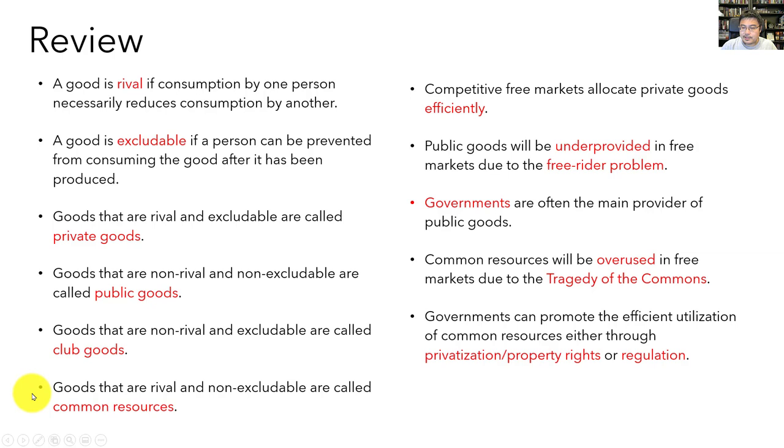We saw from previous lectures that competitive free markets allocate private goods efficiently, but not so for public goods. Public goods will tend to be underprovided by free markets due to the free rider problem, and therefore governments are often the main provider of public goods. We saw that common resources will tend to be overused in free markets due to the tragedy of the commons, and that government can help promote efficient utilization of common resources, either through privatization and the establishment of property rights, or by regulation.